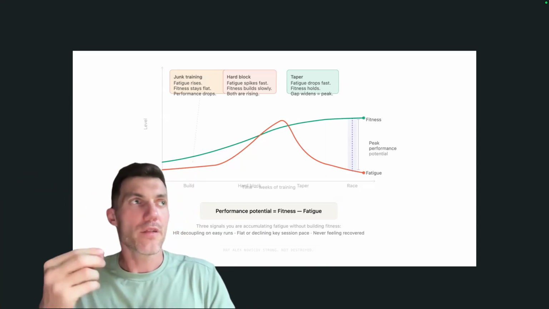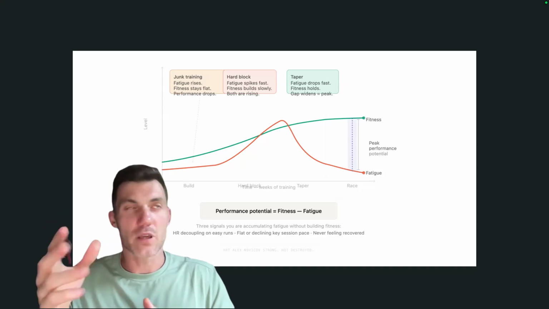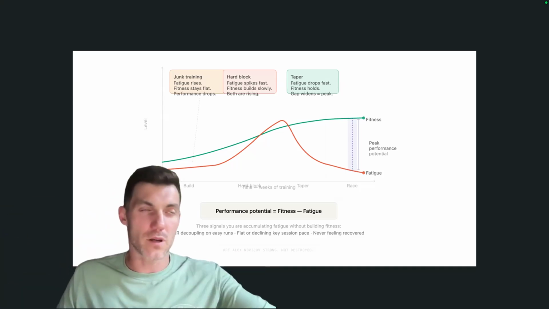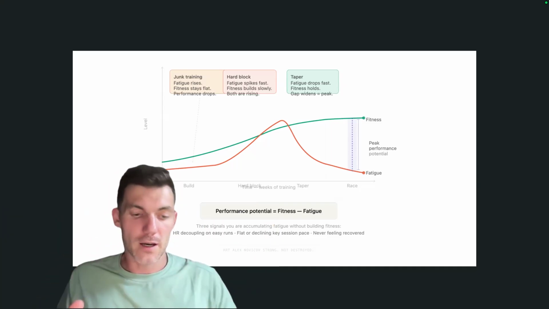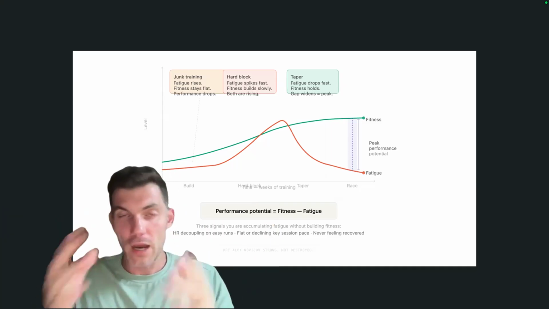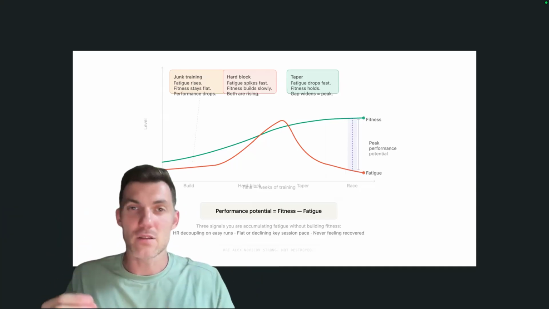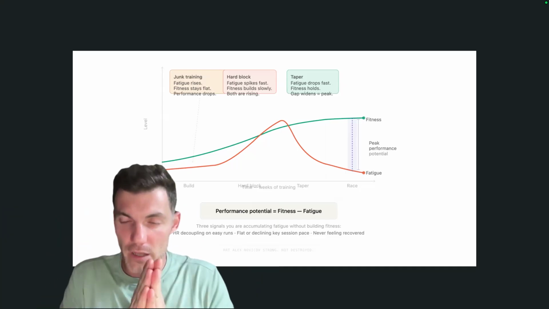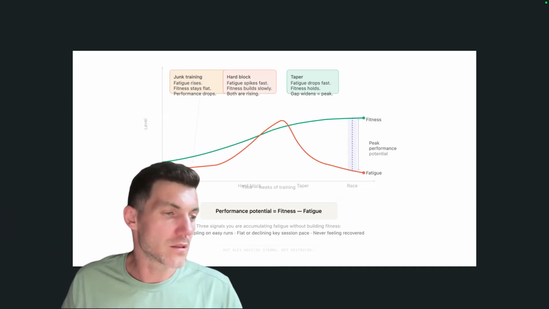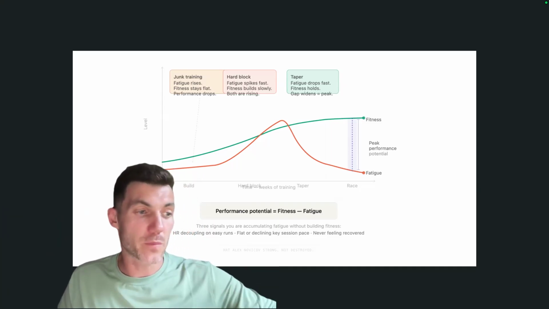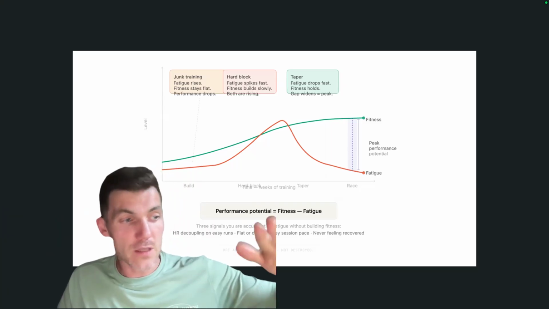You have to think in terms of time. For trail running, it's time on feet. For road running and marathon, you need to think in terms of distance. But you have to have that mindset that it's not just that I either do intensity or I either do distance. So, peak performance potential: fitness goes up, fatigue drops.